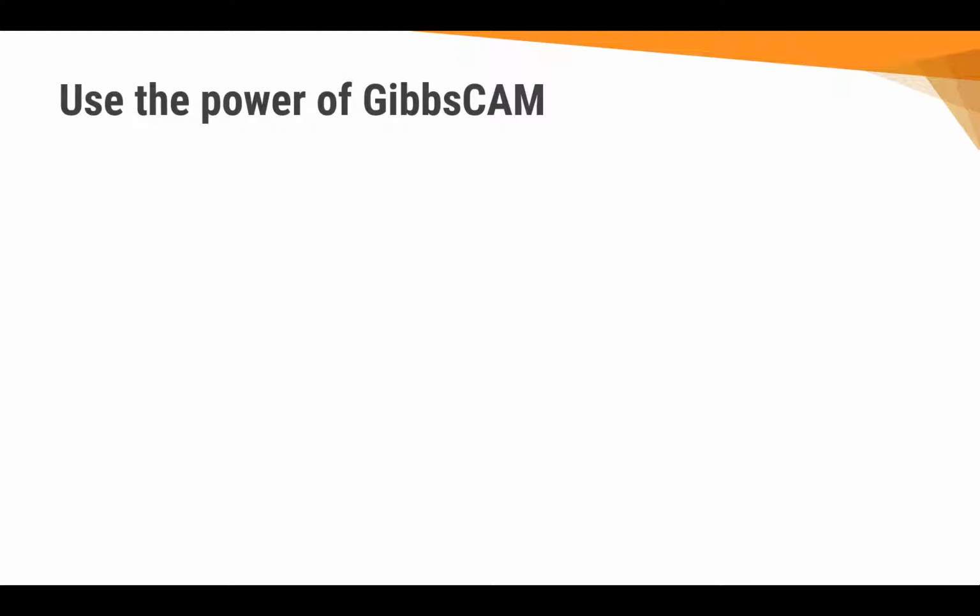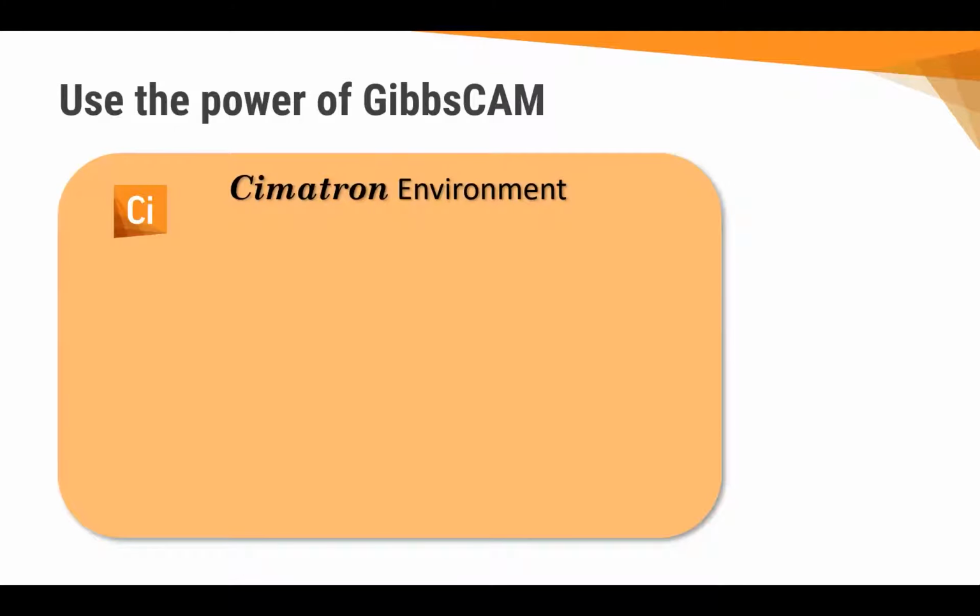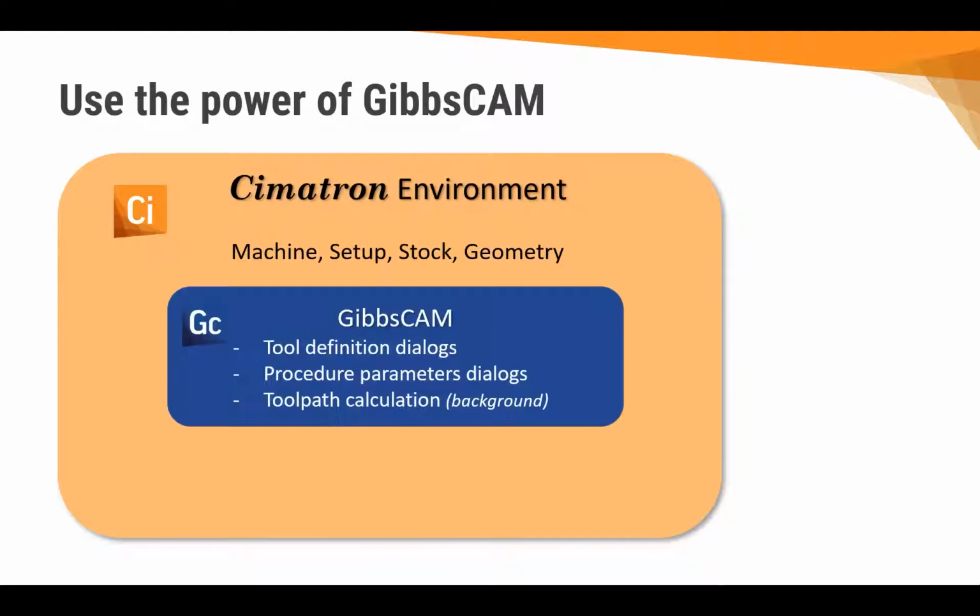As I said, we are using the GibbsCam engine in the background. So in the Cimatron environment, we have the machine, the setup, the stock, and the geometry. When we define this, we then access the GibbsCam engine to create our tool paths. The tool definition dialog is part of GibbsCam, the procedure parameter dialog is part of GibbsCam, and the tool path calculation is part of GibbsCam, but used in the background.